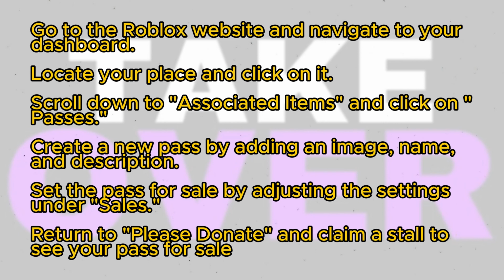Scroll down and find associated items on the left-hand side of the screen. Click on Passes. Next, click on Create a Pass. Here, you can add an image, give your pass a name, and provide a description. Customize it to your liking and then click Create Pass.